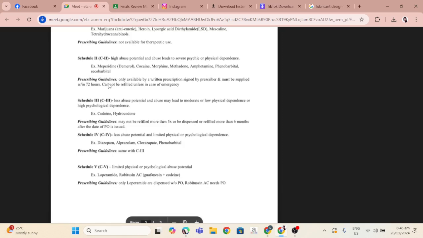Prescribing guidelines can still be the same as Schedule 3, ganun din, may not be refilled more than 5 times or be dispensed or refilled more than 6 months after yung date ng prescription order niya. The next one is C5 or Schedule 5. Limited physical or psychological abuse potential, but it is still there.